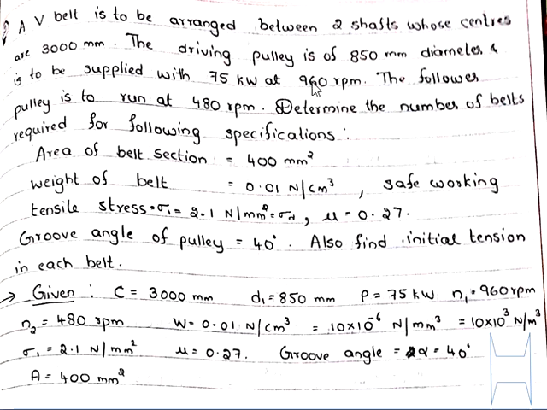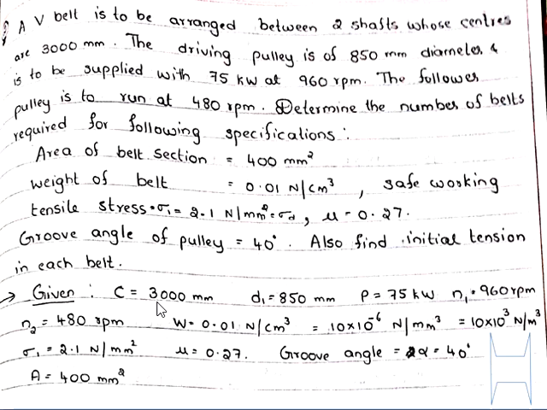Since 480 is smaller than 960, this 480 will be N2. Remember, always N1 will be greater than N2. And few specifications are given, like area of belt is given 400, weight of belt is given, safe working stress is given, also mu value is given. Since safe working stress, weight of the belt, W, safe working stress, sigma 1, all these values are given, I can use the same method which I used in flat belt drive to calculate number of belts. But one small difference is in e to the power mu theta, that I will tell you in the next slide.